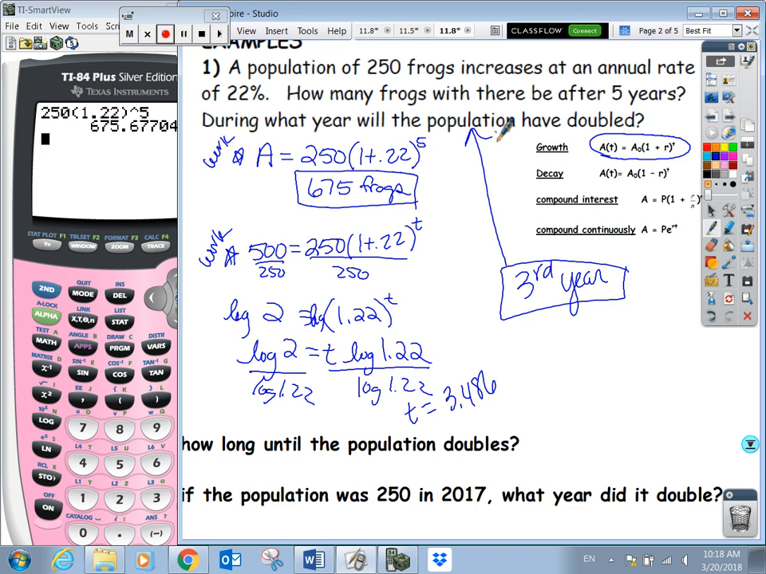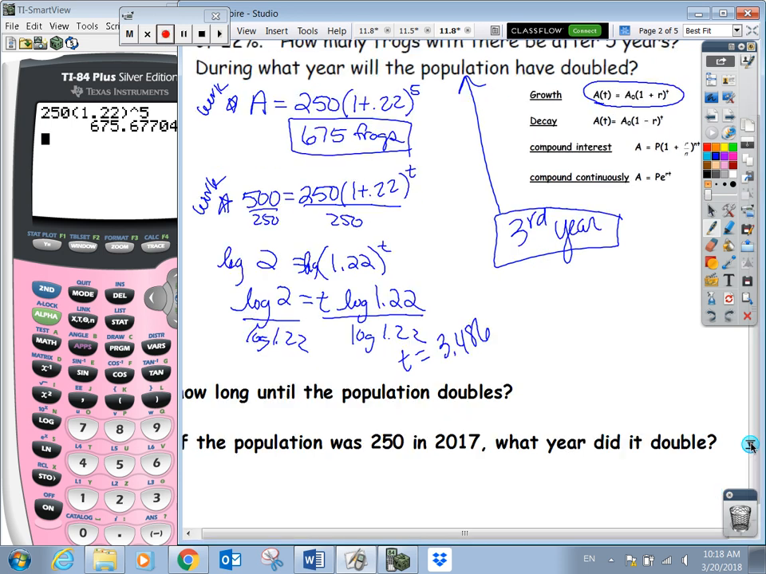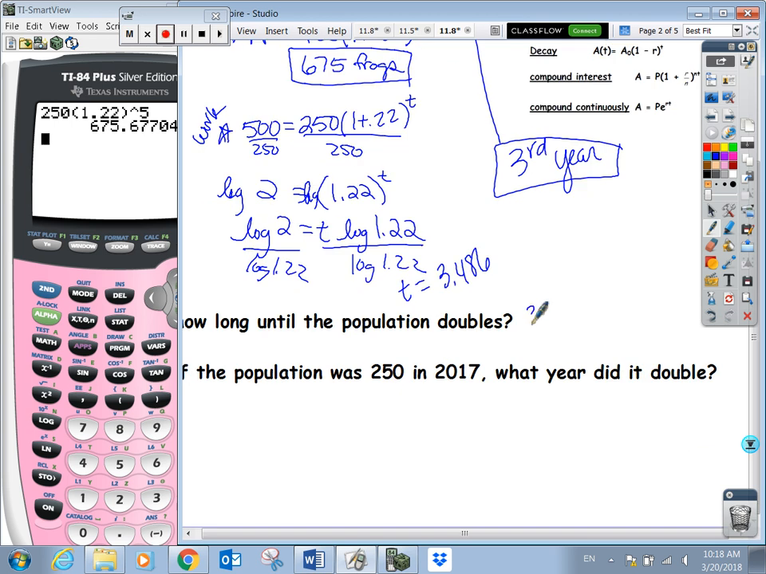If the question is how long until the population doubles, that's when we do round to the thousandths: 3.486 years. If it gives you a year where the population was 250 and then says what year did it double, you would just add whatever the number is, the number out in front of the decimal, to that, and you would get 2020. So 3 different ways you can be asked a question.